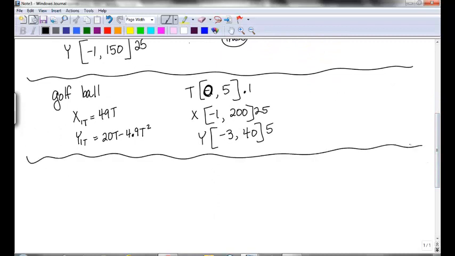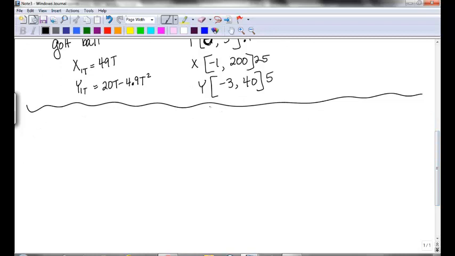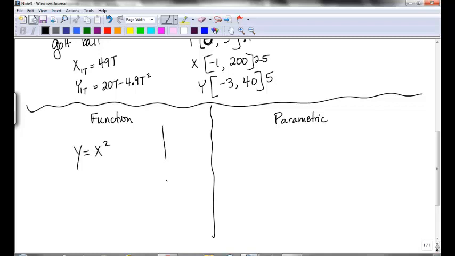Now I want to take you through function mode and parametric mode, and how you can go back and forth. I just gave you two in parametric mode, but if I give it to you in function mode, you should be able to convert it back and forth. We're going to do a basic one to start in function mode, and then go to parametric mode. A basic one is y equals x squared, and you already know that y equals x squared graphs a parabola that opens up.